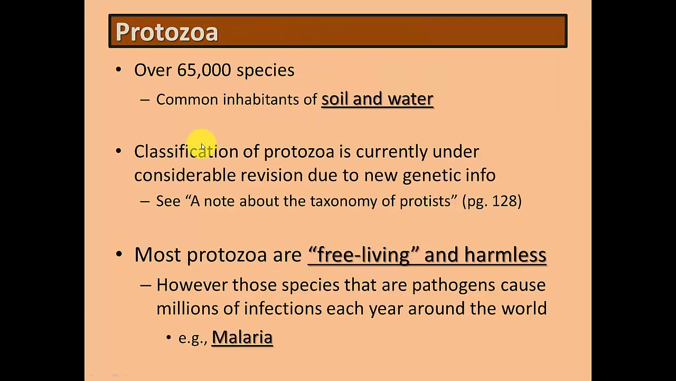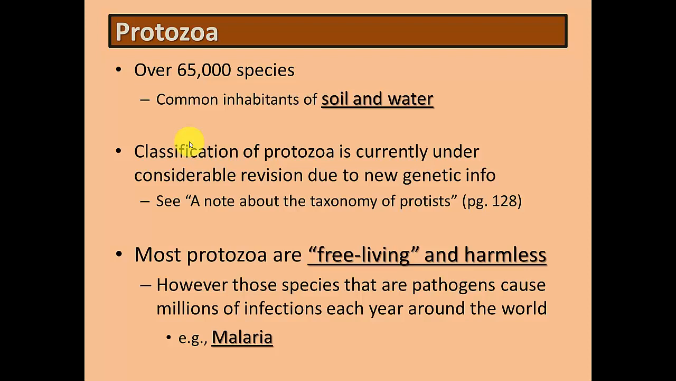Okay, next we'll take a look at some of the protozoa. Protozoa are a very, very diverse group of organisms. From chapter one, if you remember, I talked about these and discussed them being very difficult to pigeonhole or describe in a very general sense. They're so broad.